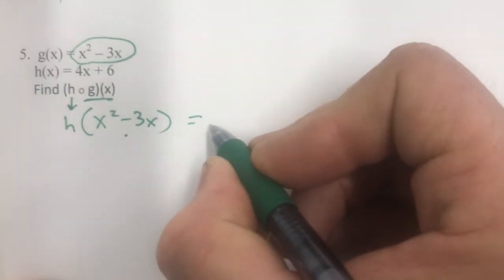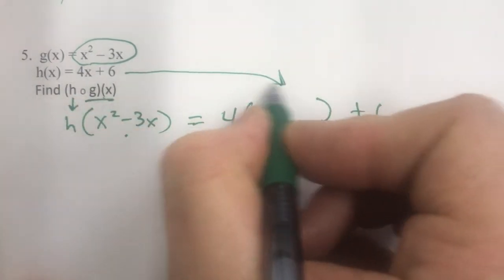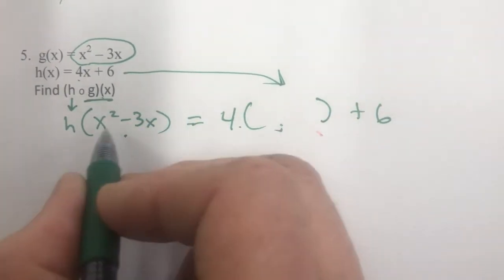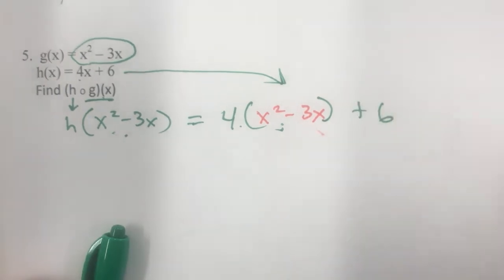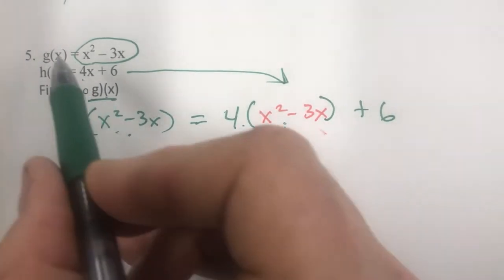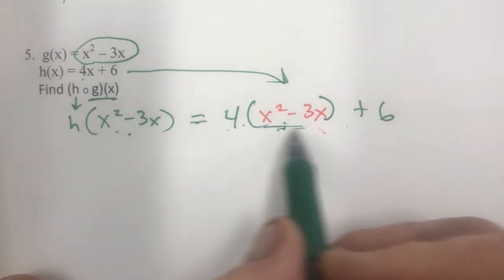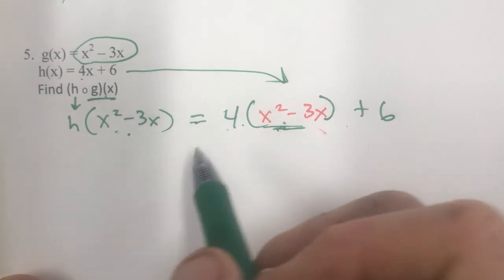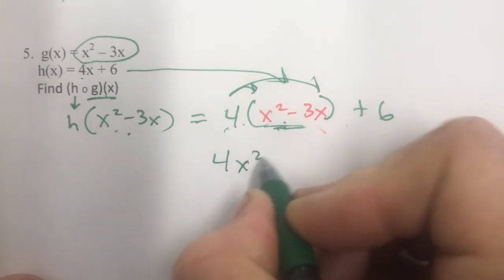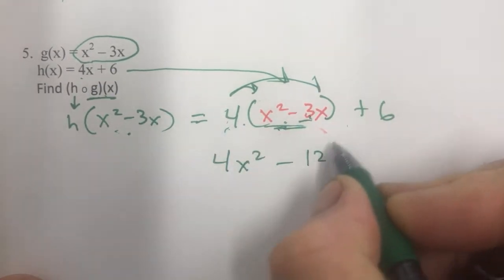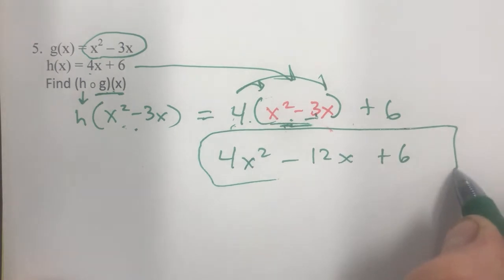So I got 4x plus 6. This is the h function right there. See that? 4x plus 6 right there where x is. I'm going to put this in. Okay. So right here in the green, this is my h function. 4x plus 6, and right there where x is, I'm going to put the g function in there. And then I distribute this thing. So 4 times x squared would be 4x squared. 4 times -3x would be -12x. And then I got this plus 6. And then I add my like terms together, but there are none. So there you go, there's my answer.